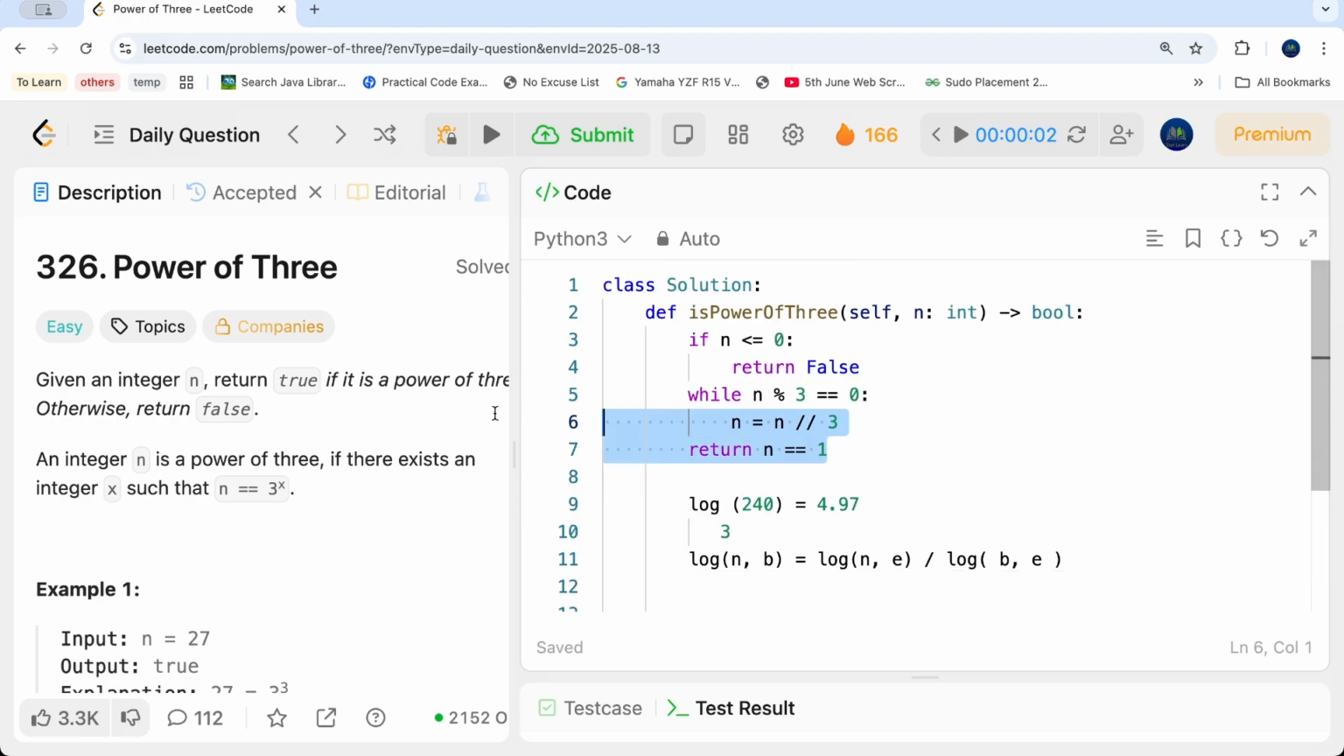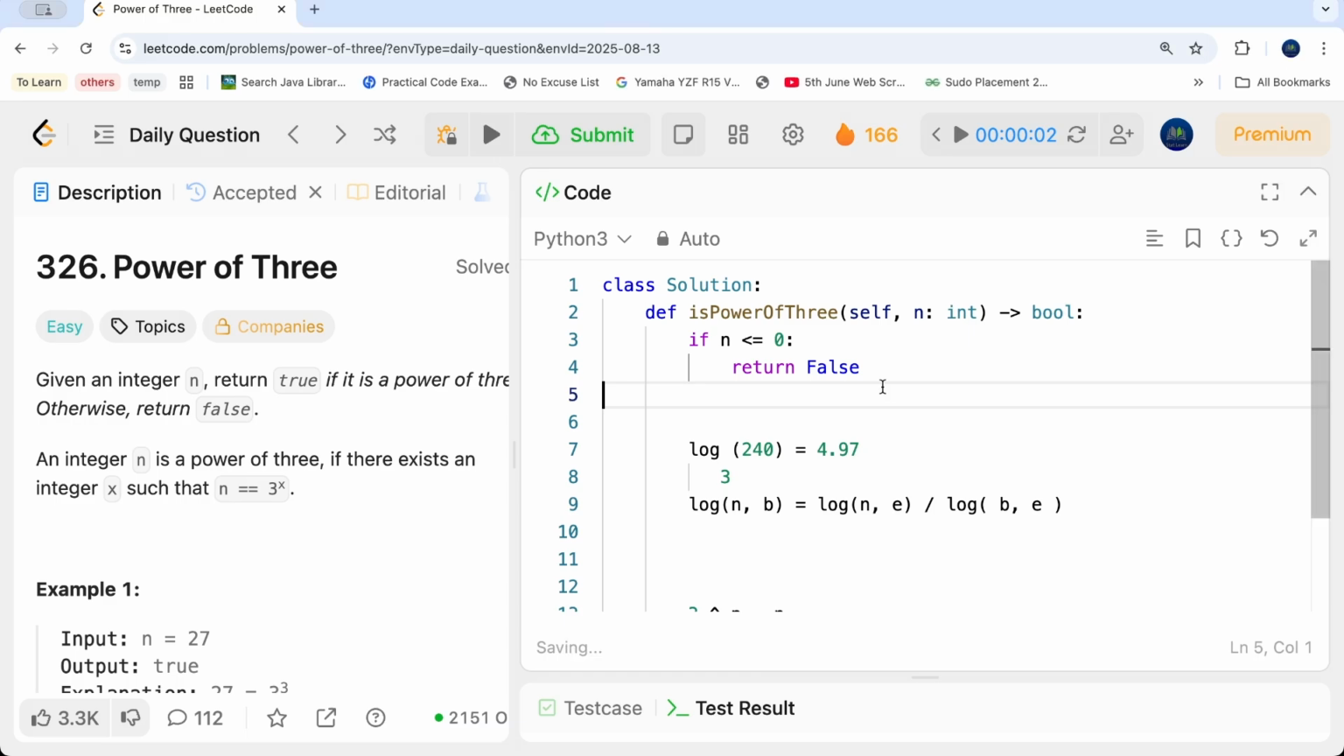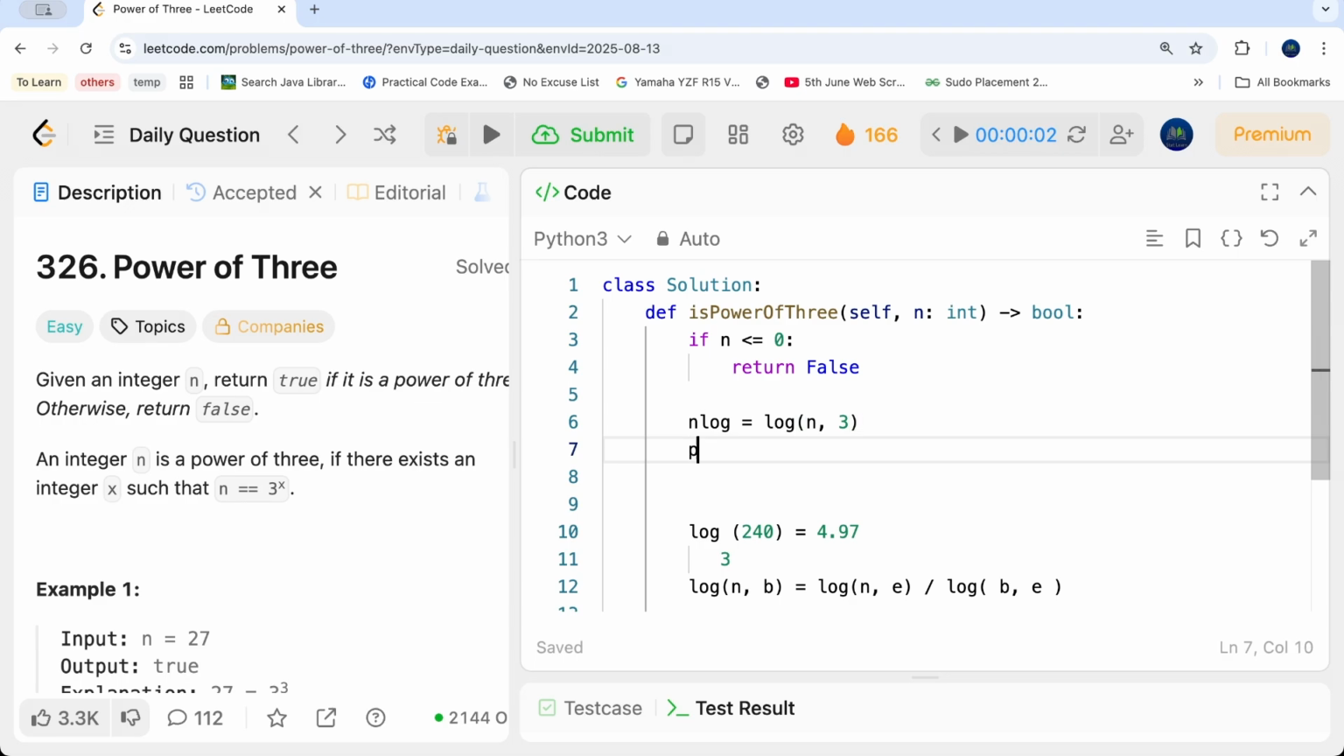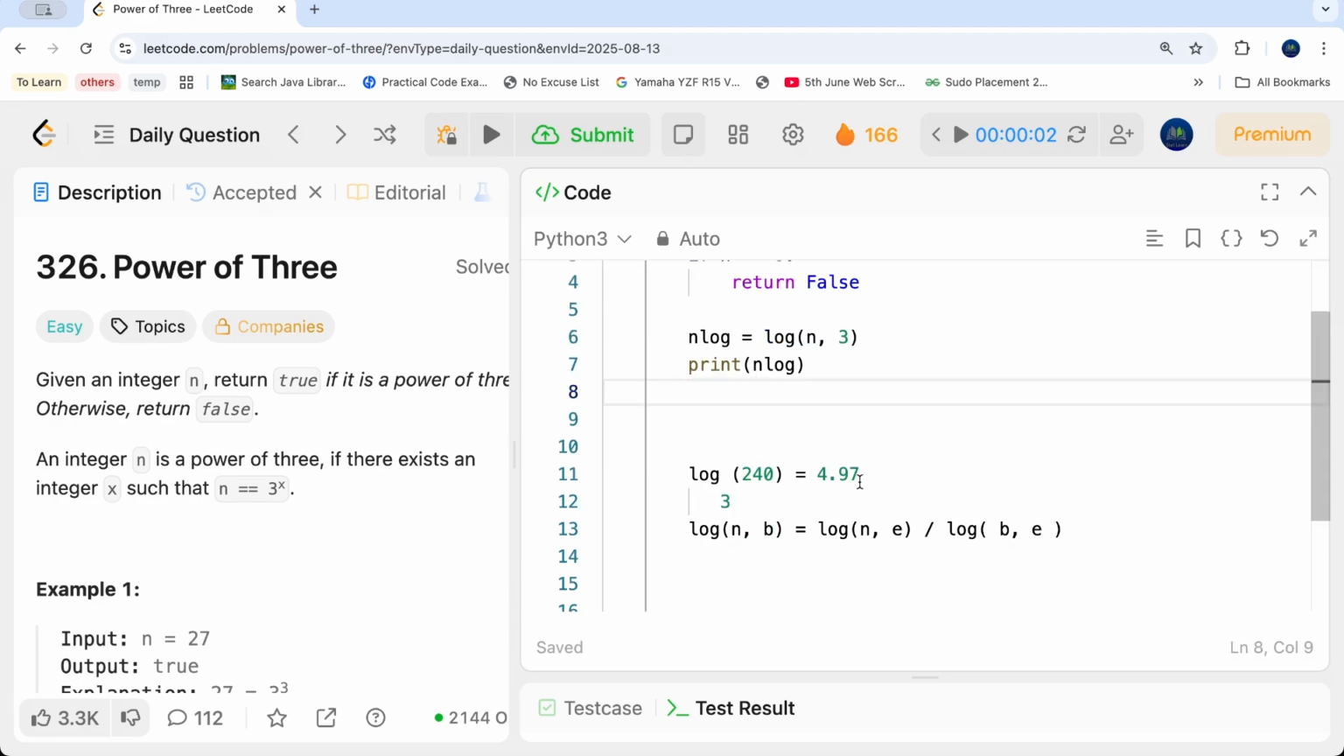Now let me try to get rid of this while loop and try to solve it using logs. Let me do one thing. Let's say n log is equal to log of n to the base of 3, right? Let me print the value of n log. How can you find if this is an integer or not? If 4.97 is an integer, how can you find this?